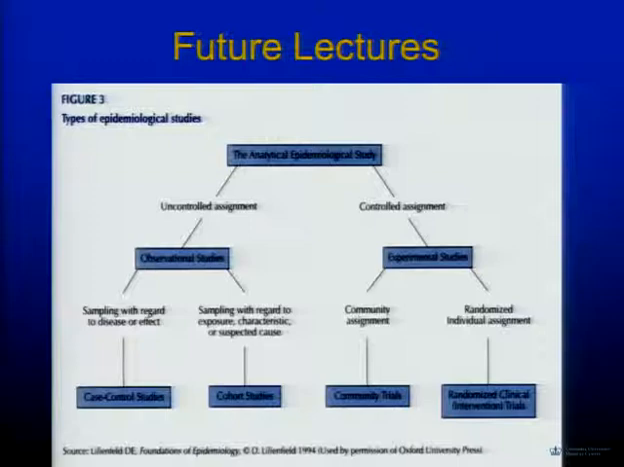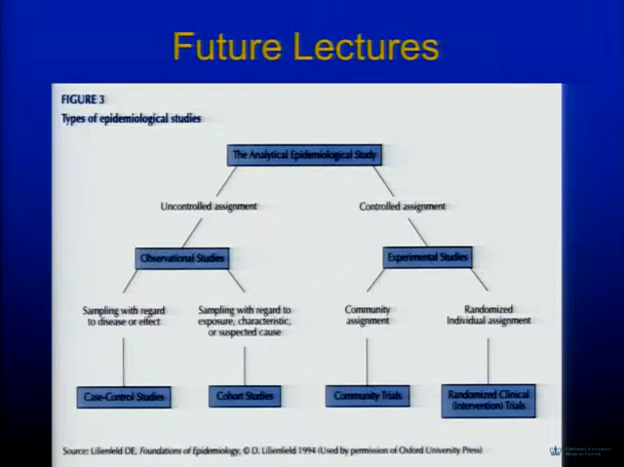Now, there are different studies, and in the future lectures, we're going to look at all of these. So the future lectures are really going to look at, if we want to analyze an exposure and disease relationship, how would we do it? One is with an uncontrolled assignment. So we're just looking at observational studies. We're asking people, what is your usual intake? We're not giving them anything. We're not changing their intake.